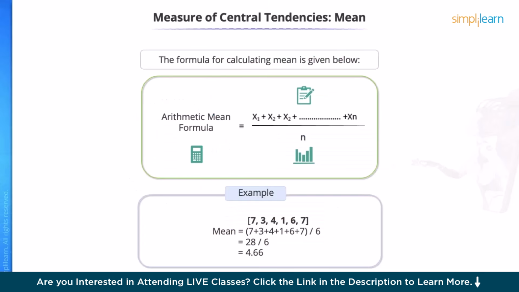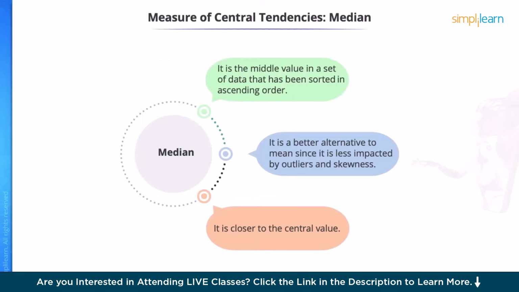Mean can be calculated as summation over all the values of x in a collection divided by the size of the collection. For example, we have a collection where we have values as 7, 3, 4, 1, 6, and 7. We find out the sum of these values, which is 28, and there are a total of 6 values. So 28 divided by 6 gives us a mean value of 4.66.